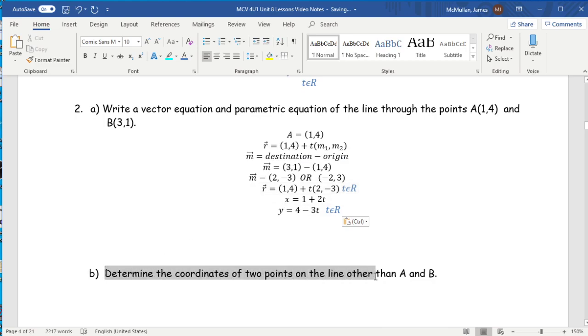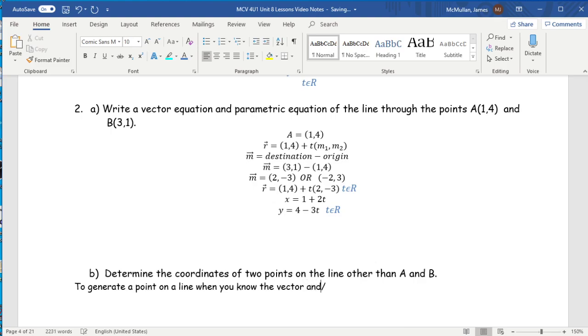Determine the coordinates of 2 points on the line other than A and B. So where would be some other points on this line? To generate a point on a line, when you know the vector and/or parametric equations, make up a value for t and substitute.